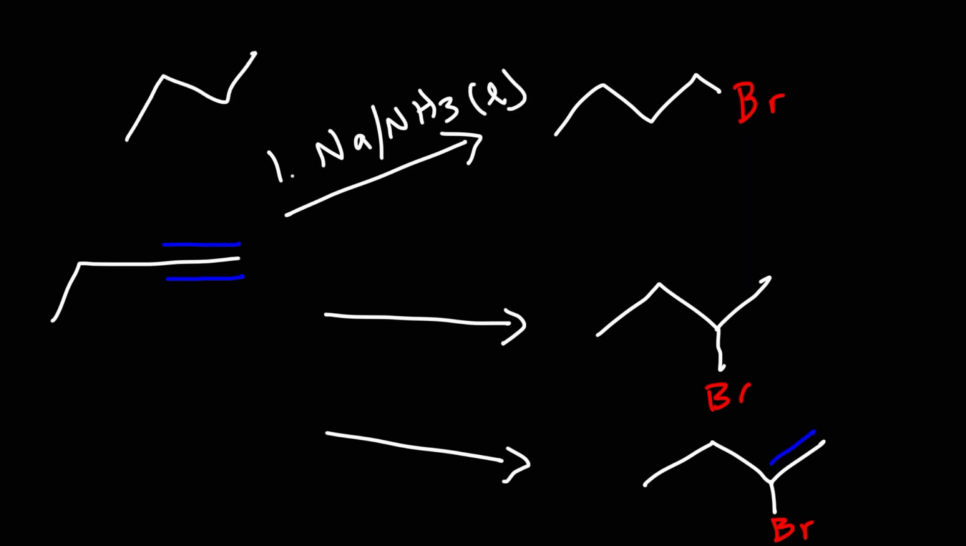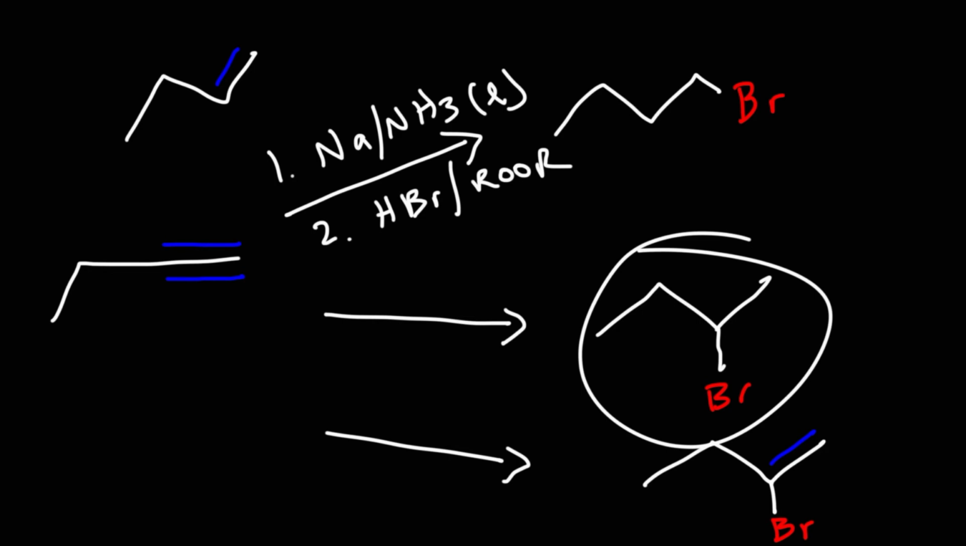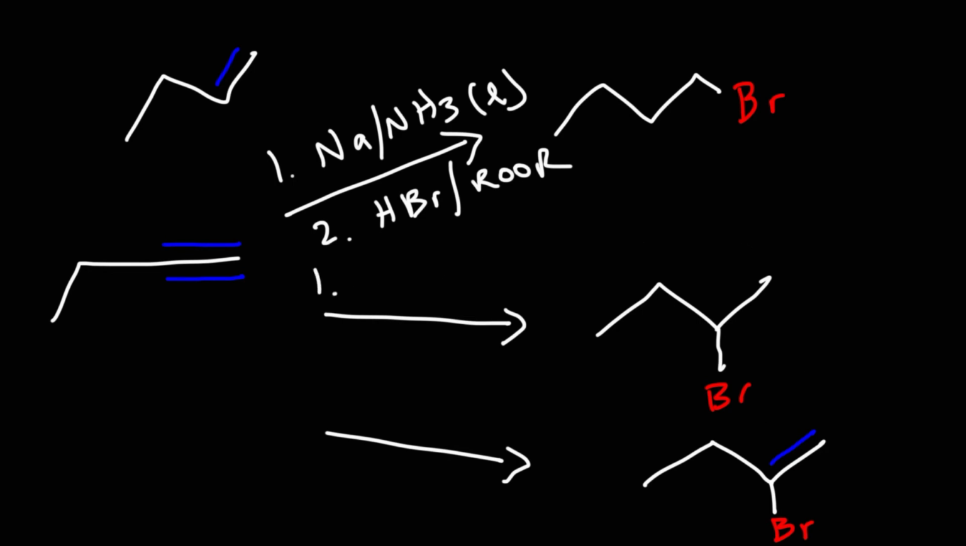So that's going to produce 1-butene. Once we have 1-butene, in the second step, all we need to do is add HBr with an organic peroxide. And that reaction is going to proceed with anti-Markovnikov addition, and so the bromine is going to go on a primary carbon.